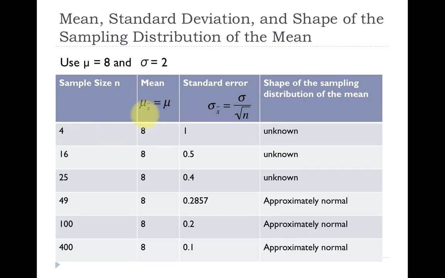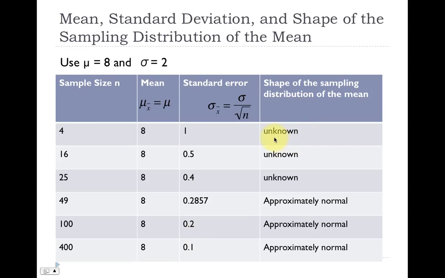The mean of the sampling distribution is always going to be 8. The standard error is simply going to be found by taking 2 and dividing by the square root of n. So the first one is found by doing 2 divided by the square root of 4, then 2 divided by the square root of 16, and that is 0.5, 2 divided by the square root of 25, 0.4, and so forth. So 0.2857 and 0.2 and 0.1. Notice what happens. As the sample size grows, the standard error decreases. So this is a strictly decreasing standard error.